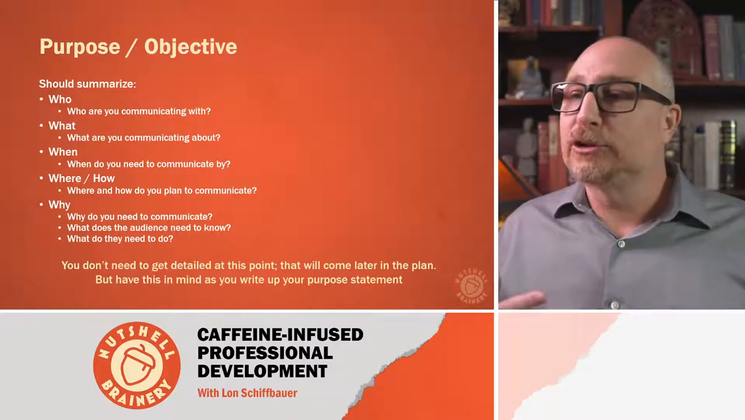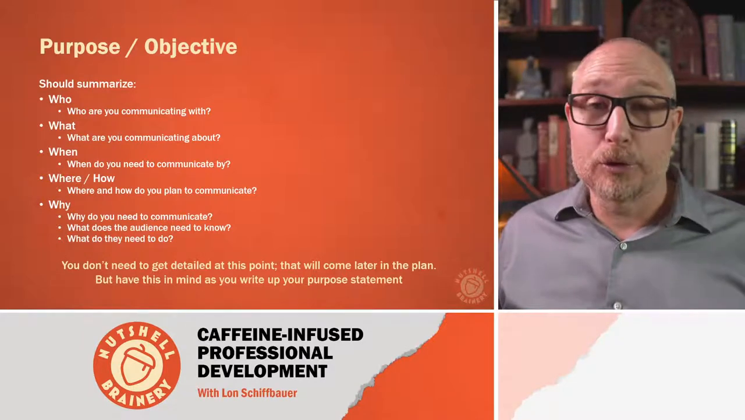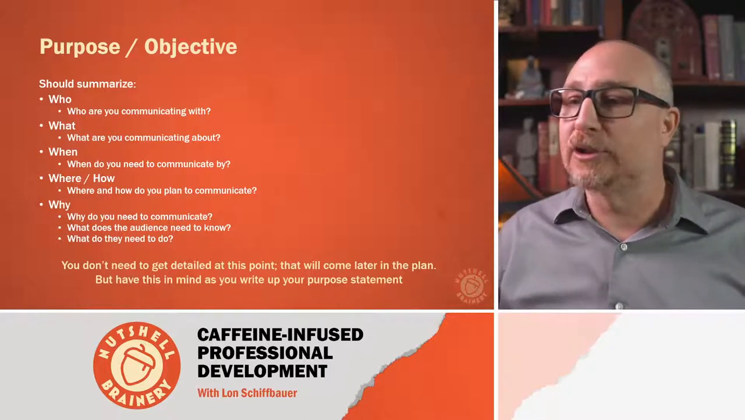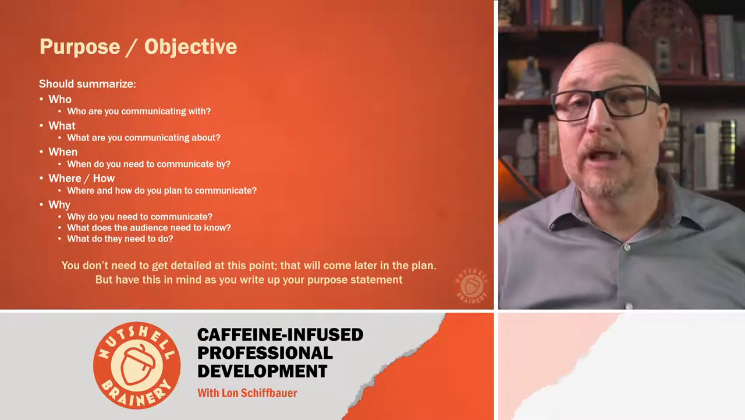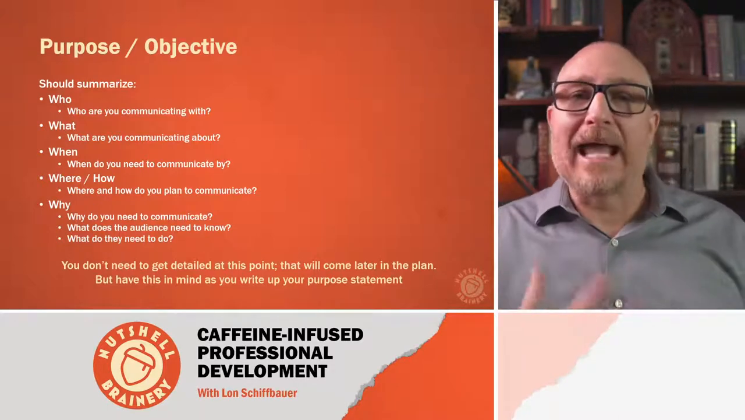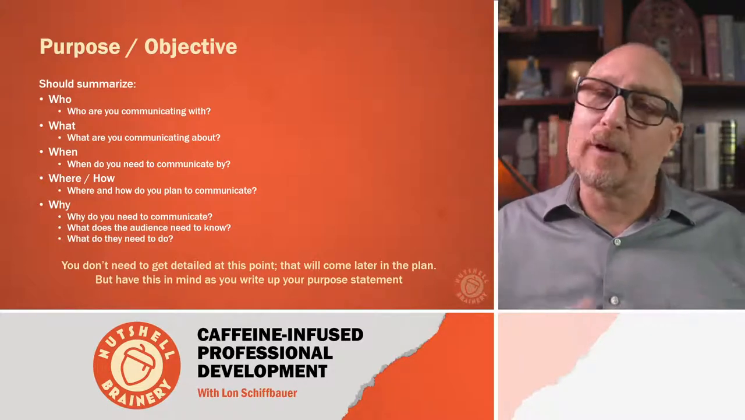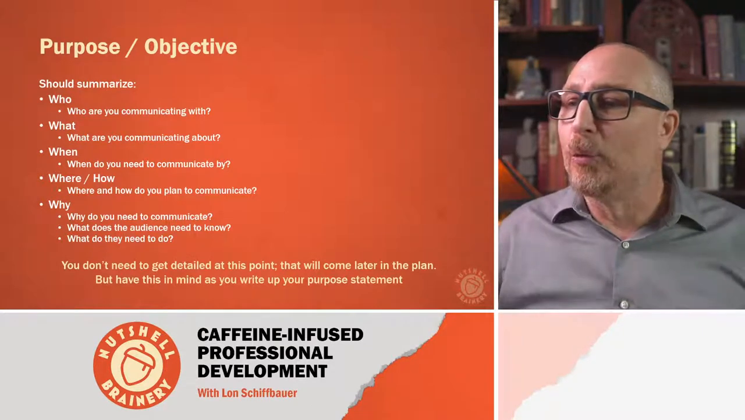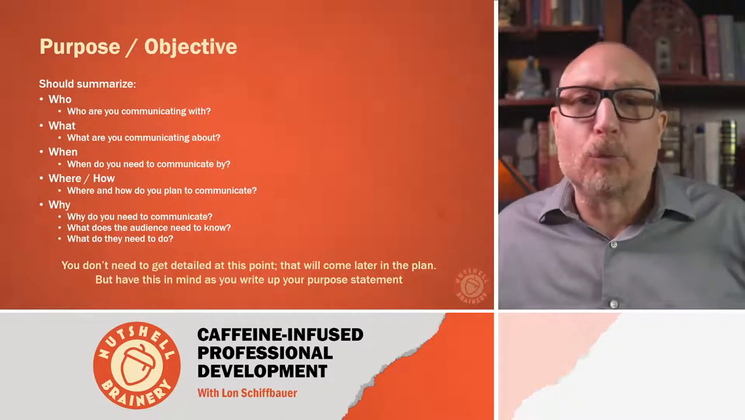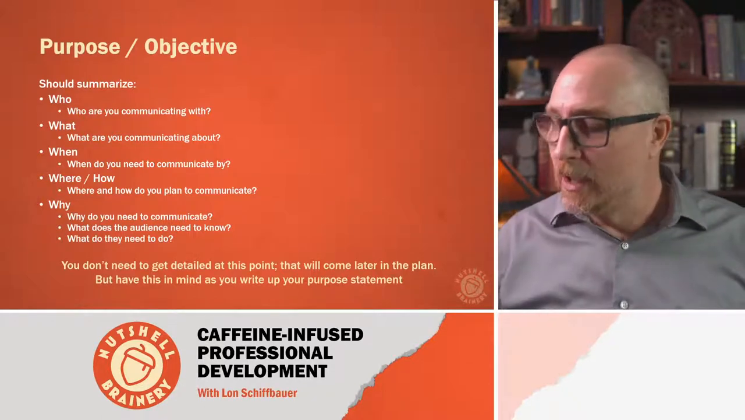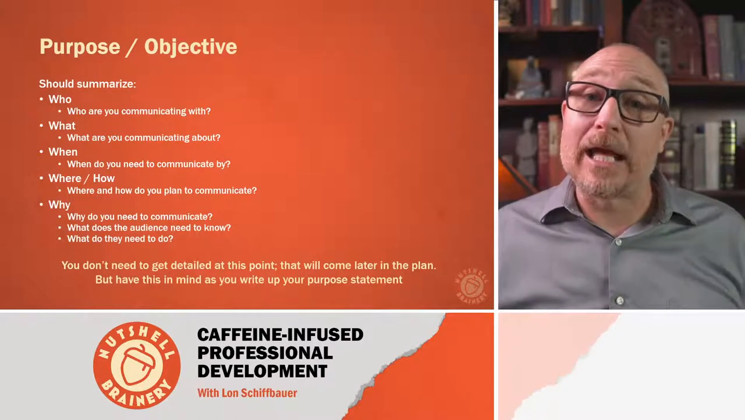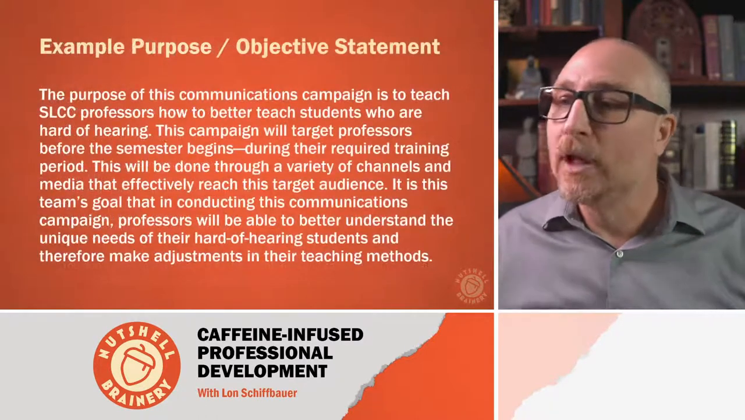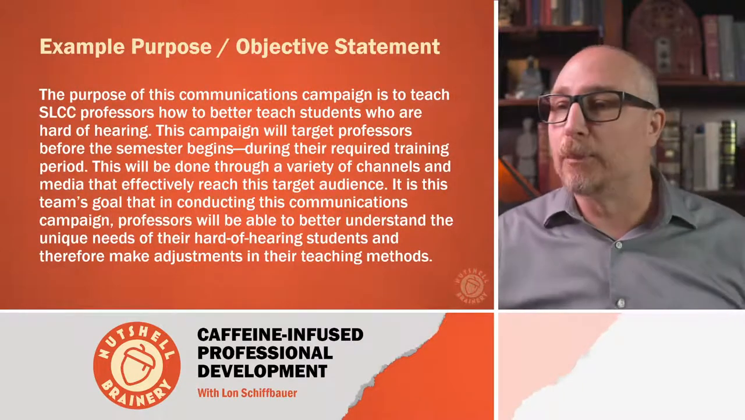It should summarize who is your target audience, who are you communicating with, what is the purpose of this communication, when are you going to communicate it, where and how, in other words, what channels, what vehicles, what media will you use to communicate it, and why? Why is this important? Why does it matter? Let me show you an example and we'll break it down into the who, what, when, where, how, why. Here's a student example.